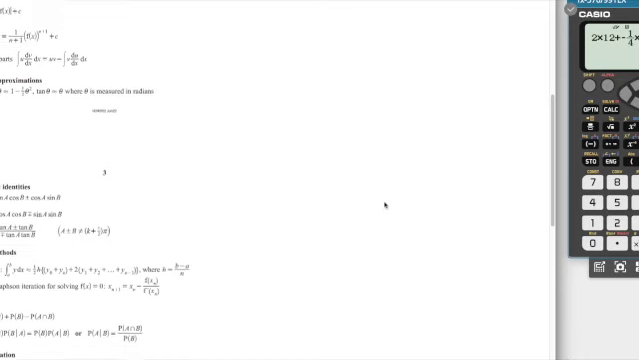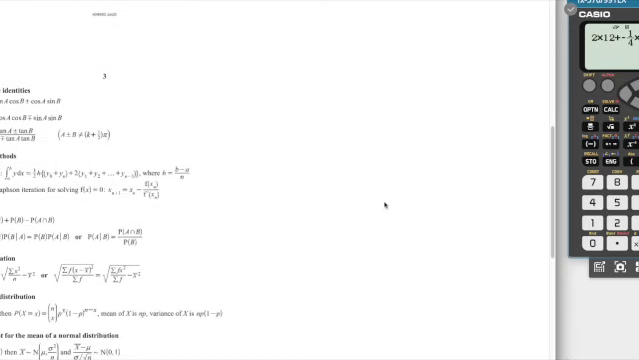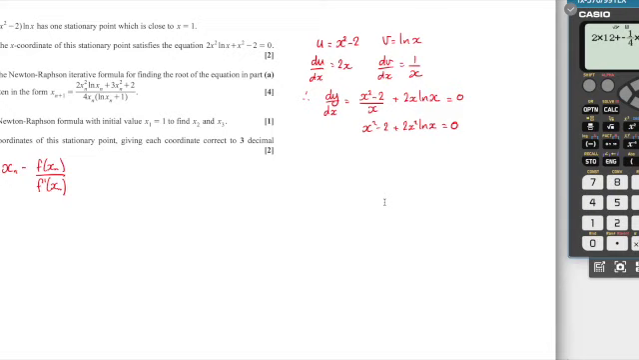So Newton-Raphson is xn plus 1 is xn minus f of xn over f dashed of xn. So let's go back to our formula. This means that we need to differentiate that again. So we've got that f of xn is equal to what we've just worked out.